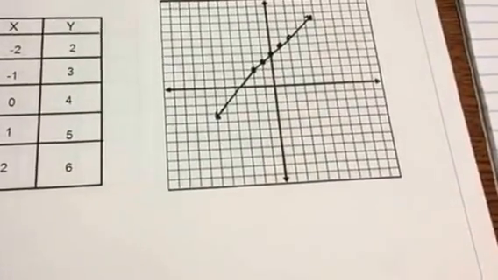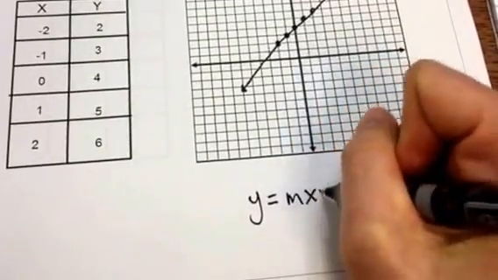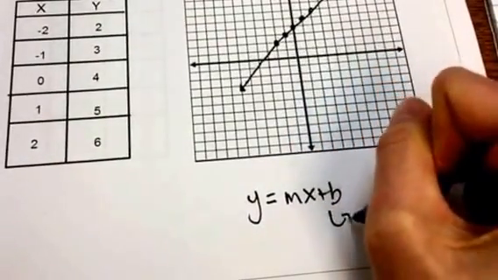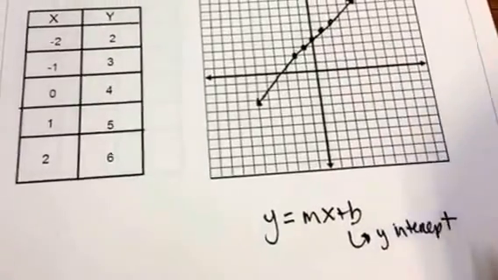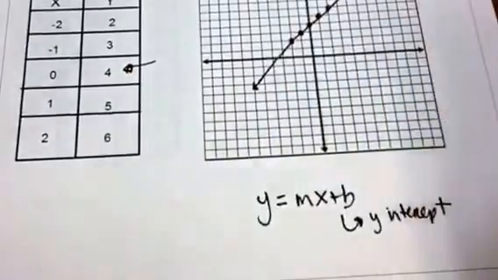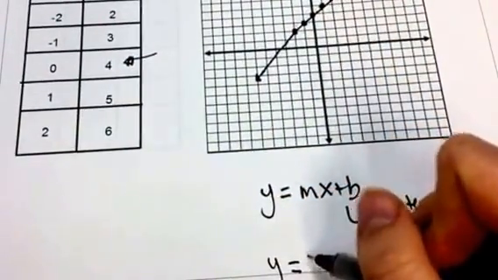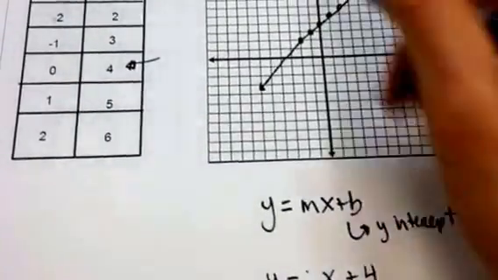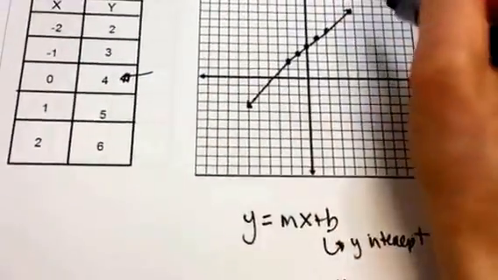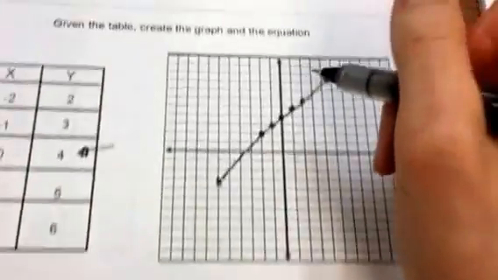What I'm going to do now is I'm going to find the equation. And there's a lot of ways that I could do that. But I know that if it's y equals mx plus b, where b is my y-intercept, and I know what my y-intercept is here, it's 4. So my equation is going to be y equals some number x plus 4. And I can see that it's a positive slope, so it's going to be a positive m value.